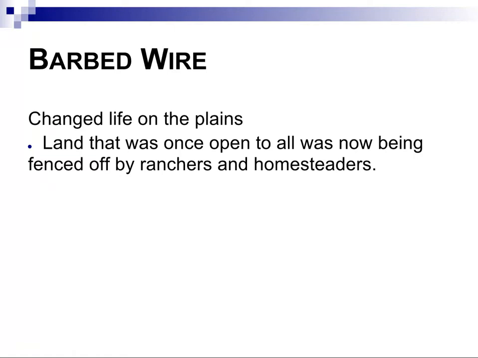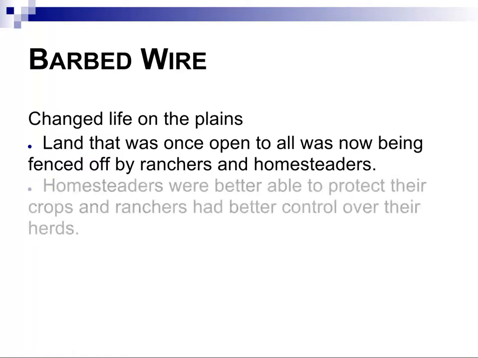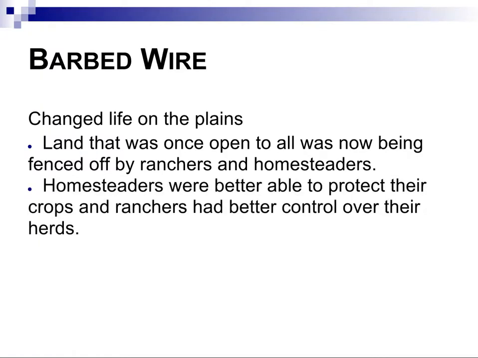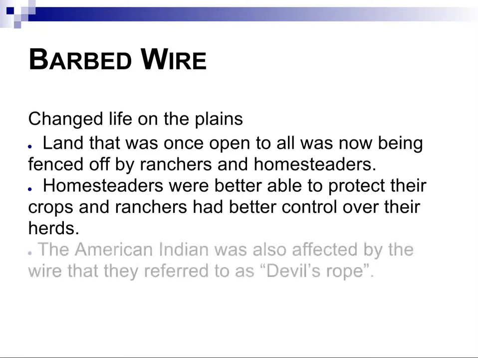It's someone else's later, but we don't own it. It's not anyone's land. You can't own land. We believed you could actually own land, and that it was ours, and it was ours in the future, and we could sell it, and even when we're gone, it's still ours. So ranching and homesteaders use a lot of barbed wire, and that makes them able to protect their crops, and it gives them better control over their herds.